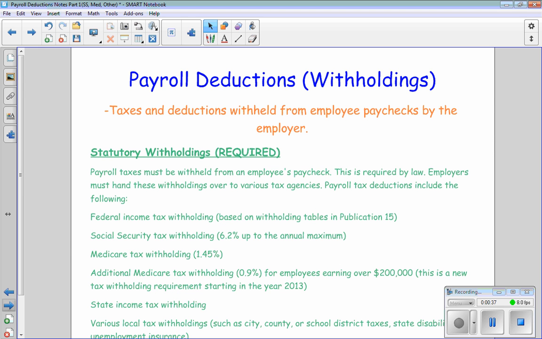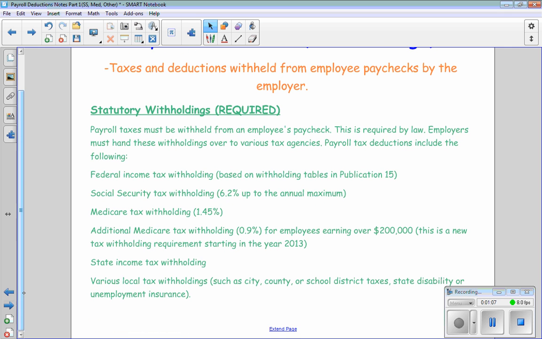Payroll deductions are withholdings, also known as withholdings. They're both the same. They are taxes and deductions withheld from an employee paycheck by the employer. Types of statutory withholdings are required withholdings, ones that your boss has to take out. You need to know the different types of required withholdings.